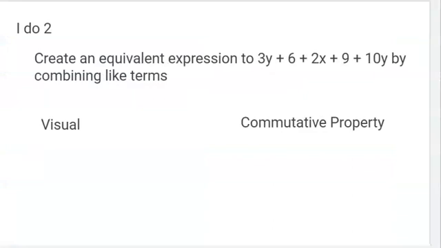Here's a more advanced one. Create an equivalent expression to 3y plus 6 plus 2x plus 9 plus 10y by combining like terms. So there are 2 ways I can do that. I've got a visual way, and I've got a commutative property way. I'm going to do both. You, of course, can just master one, whichever you prefer. So I'm going to start with the visual way.